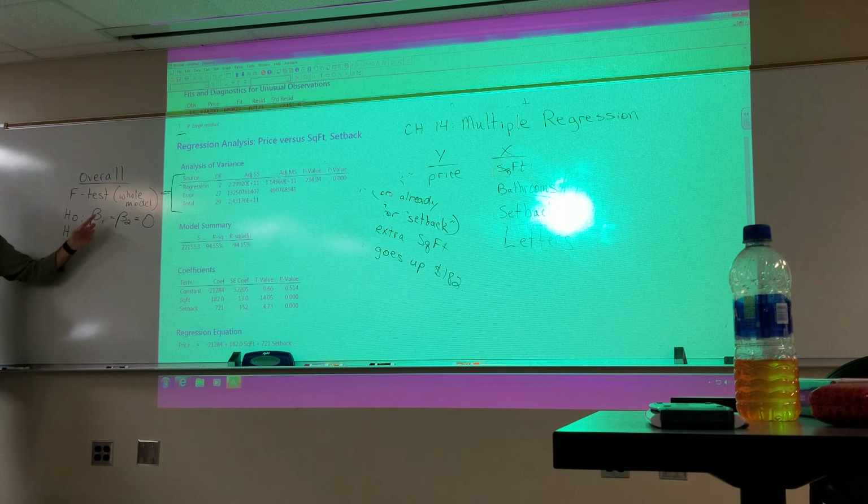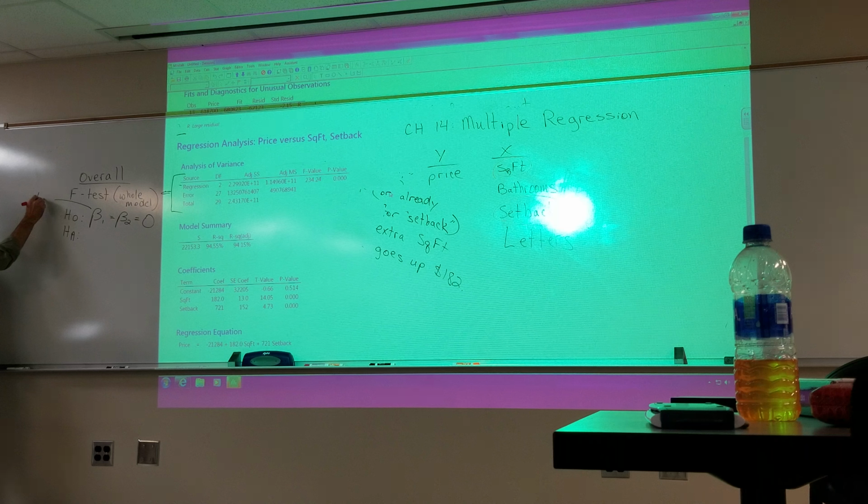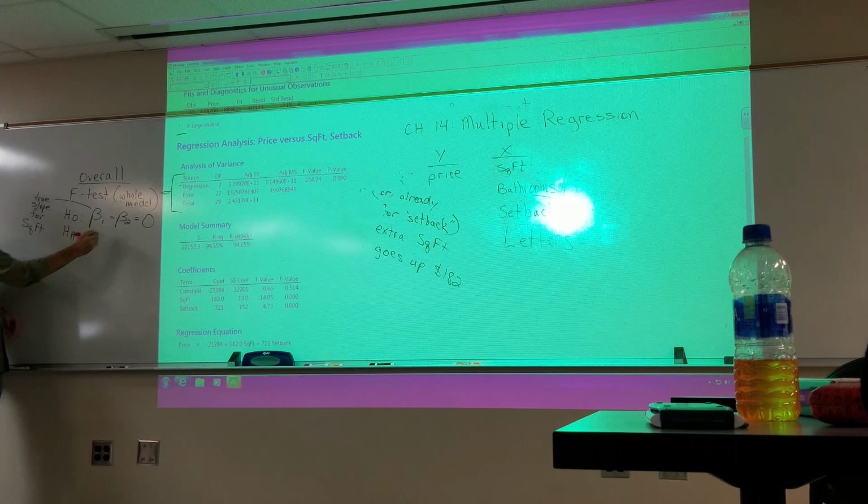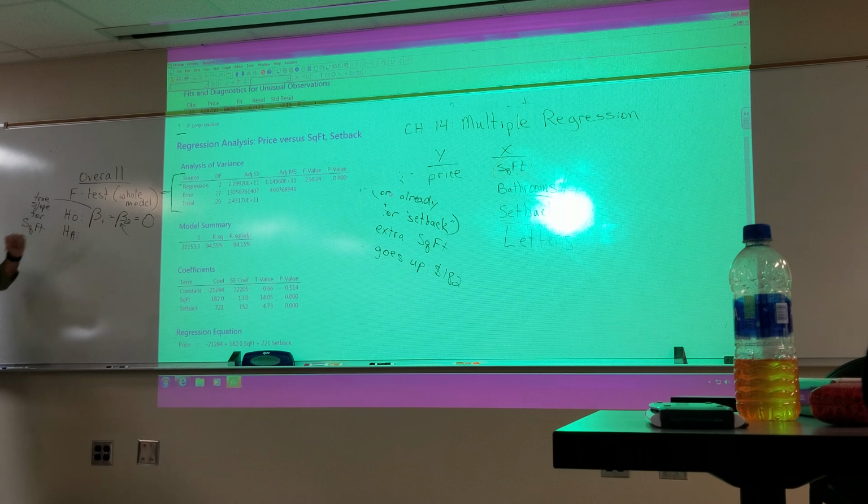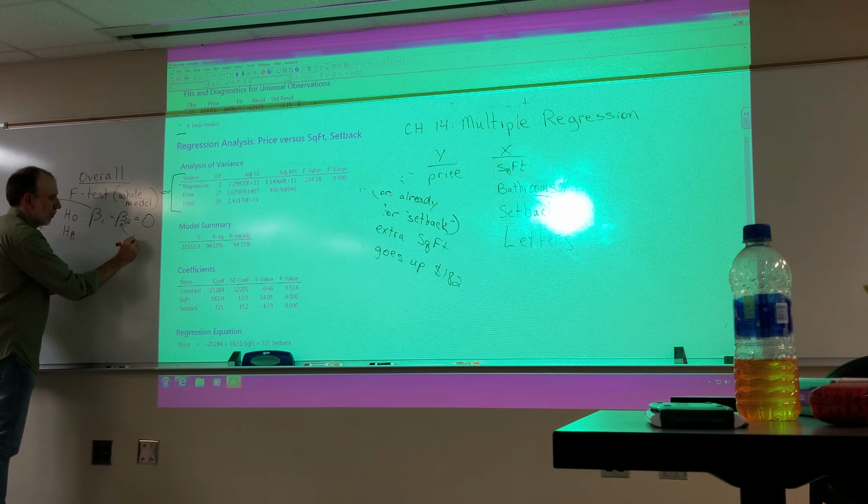What are these betas? This is the true slope for x1, square footage. So what would this beta 2 be? The true slope for setback, right? It's the true slope coefficient for my second variable. So this is the true slope for that setback variable.